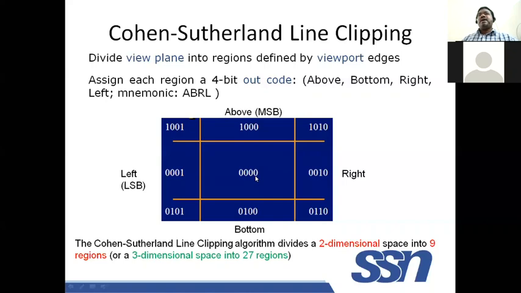Now this is known as 0, 0, 0, 0. If you are moving up exactly above, not right, not left, in that case, this is the mnemonic. A will be 1, B 0, R 0, L 0. This is the value. Understand? Now, if I am moving above right, this is the center, above right. In this case, above will be 1, B 0, R 1, L 0. Understandable?